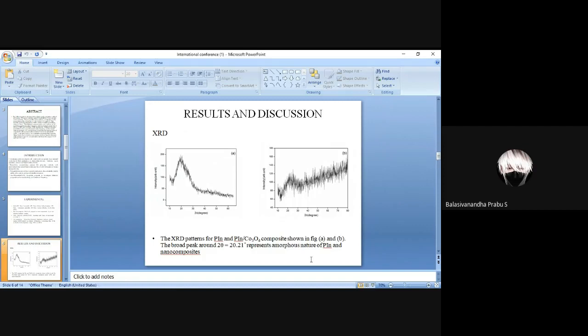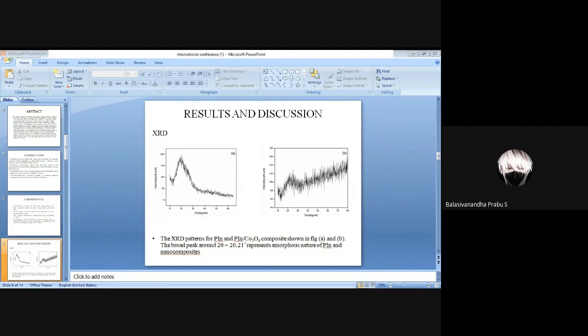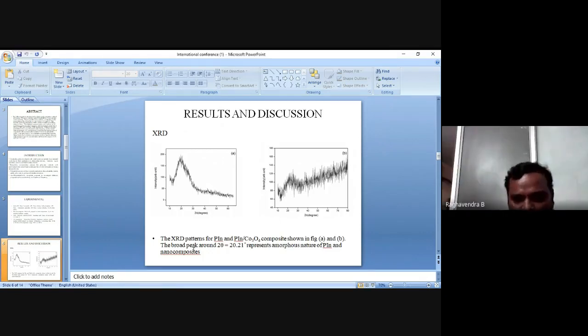So where exactly are the peaks? Can you identify them from this image? Not exactly a sharp peak, sir. We are getting one broad peak at 20.21 degrees, sir, and that indicates the amorphous nature of polyindole and the Co3O4 composites. Okay, so what is the difference between the first one and the second one? The first one corresponds to pure polyindole, and the second one corresponds to the polyindole Co3O4 composite, which consists of 10 weight percentage of Co3O4.